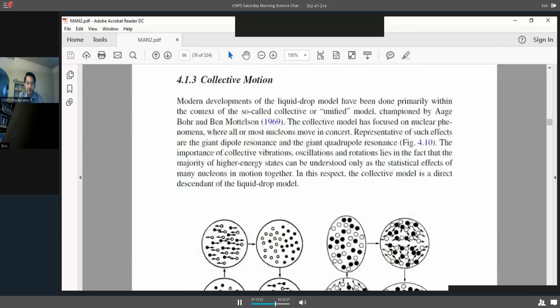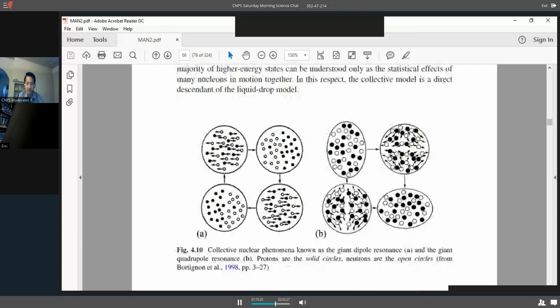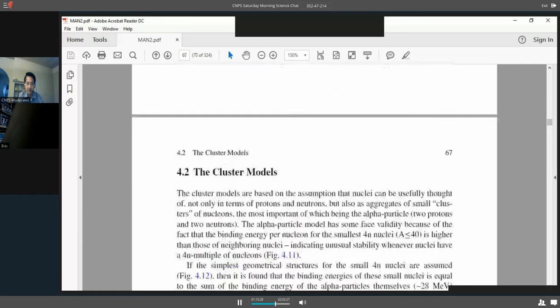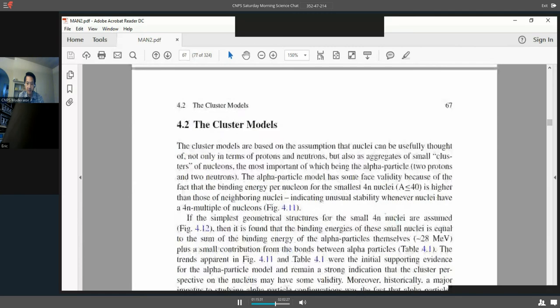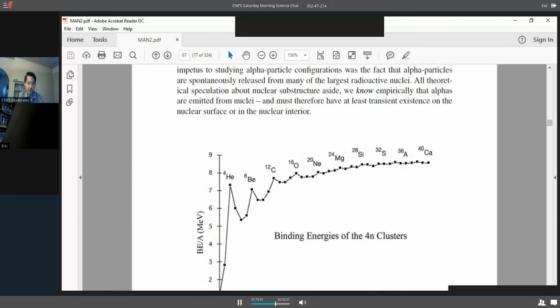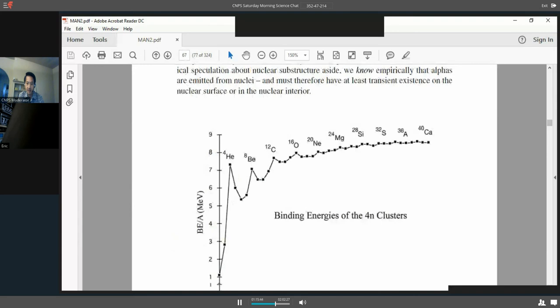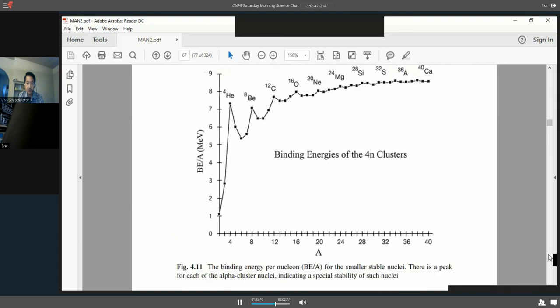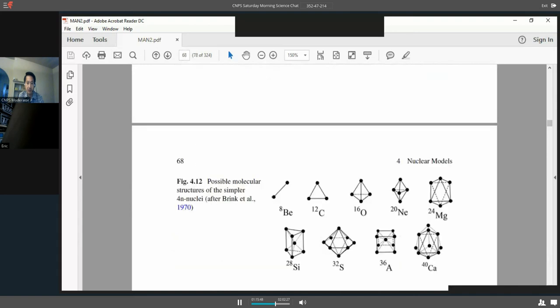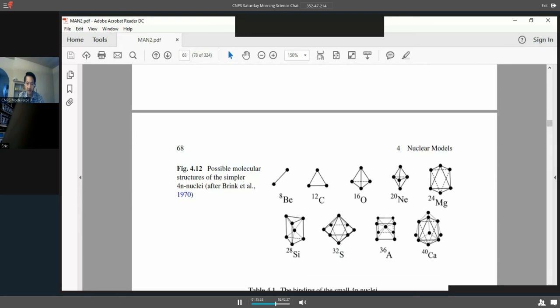So we have atomic radius data here. I think this is more liquid drop. That was liquid drop he's discussing. Then we have cluster models, in particular the clusters of alpha particles, which are basically helium nuclei. And this is the chart we showed before, that anything divisible by 4 seems to be somewhat magical.